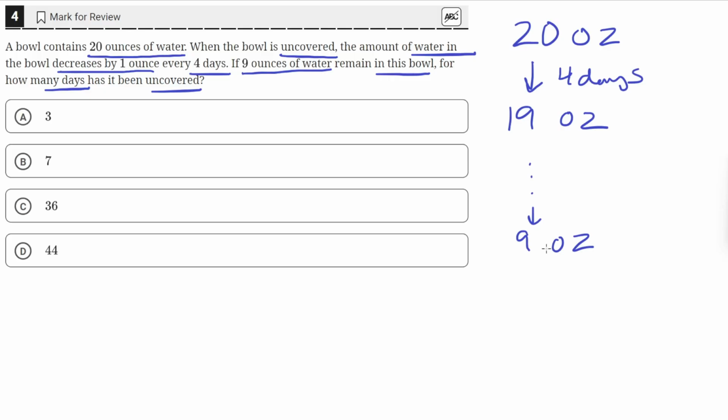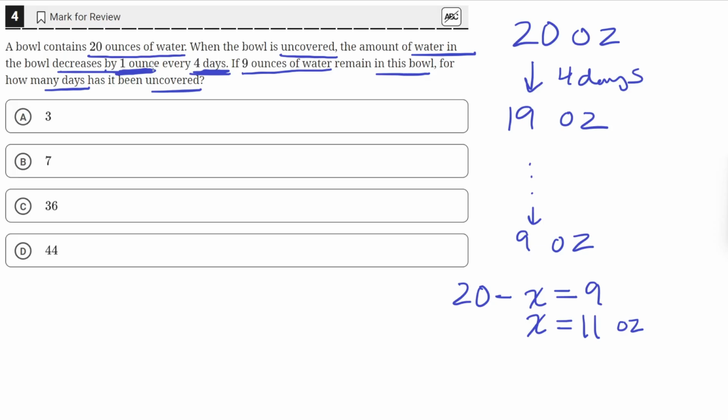So the way we can solve this is by using the rate here, that every 4 days there's 1 ounce that has left the bowl. So if we started with 20 ounces and a certain amount of water left the bowl, we'll say it's X amount, such that after that X amount left, we're left with 9 ounces, then we can solve for how many ounces left the bowl. So X is simply just equal to 11. So that means 11 ounces left the bowl.